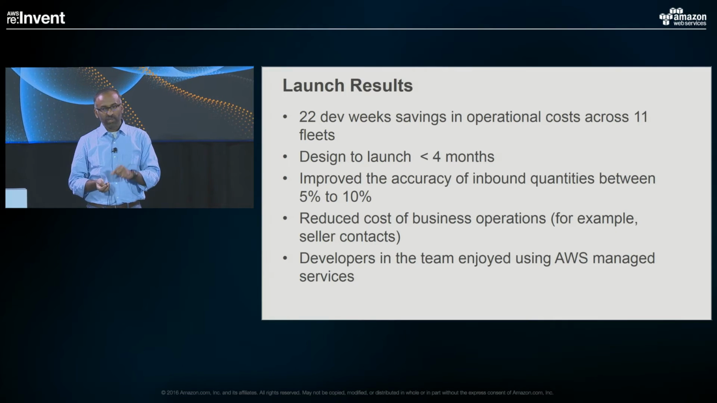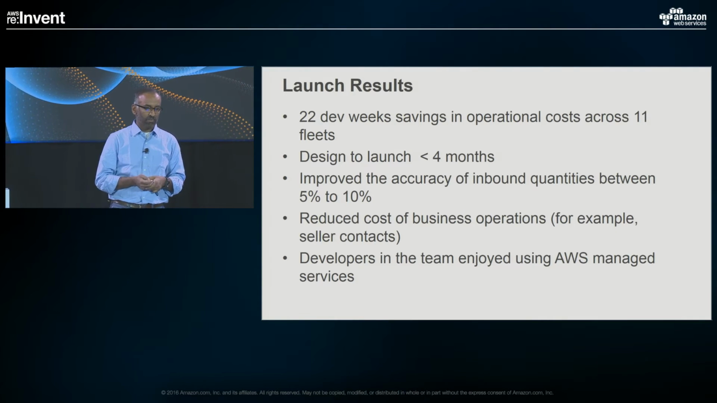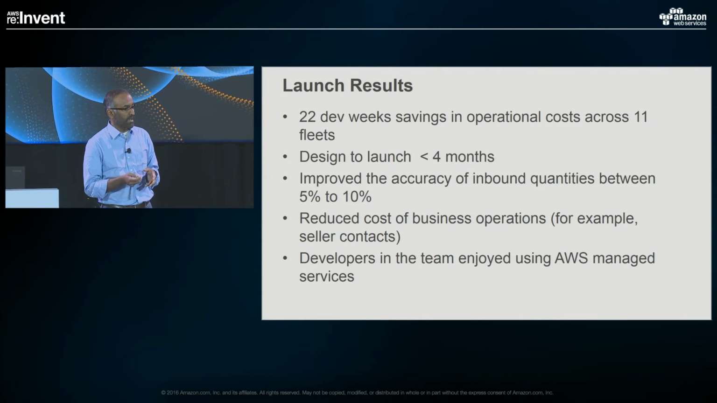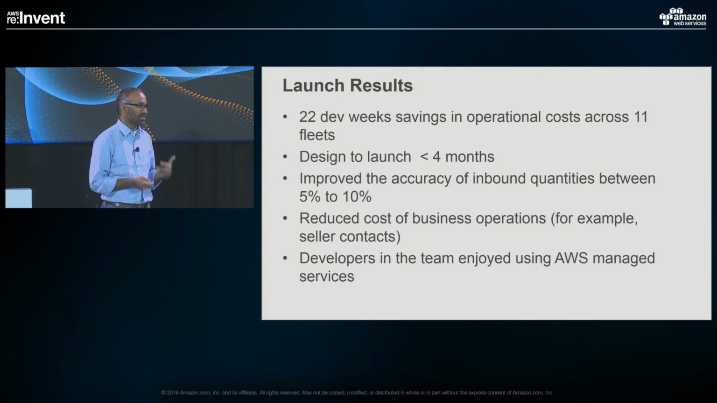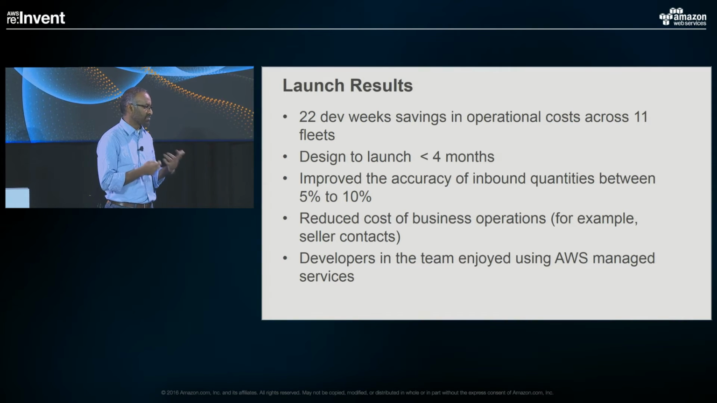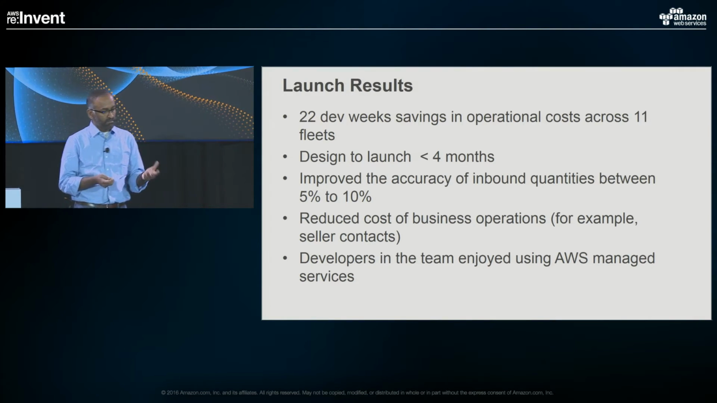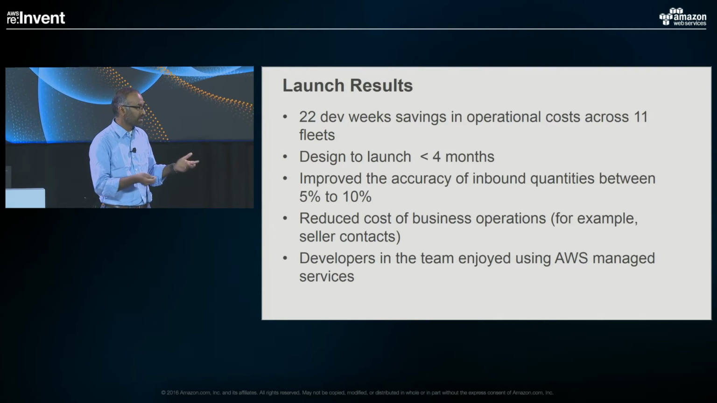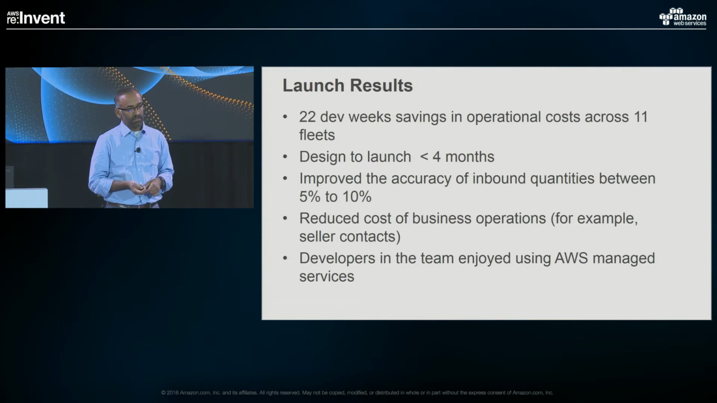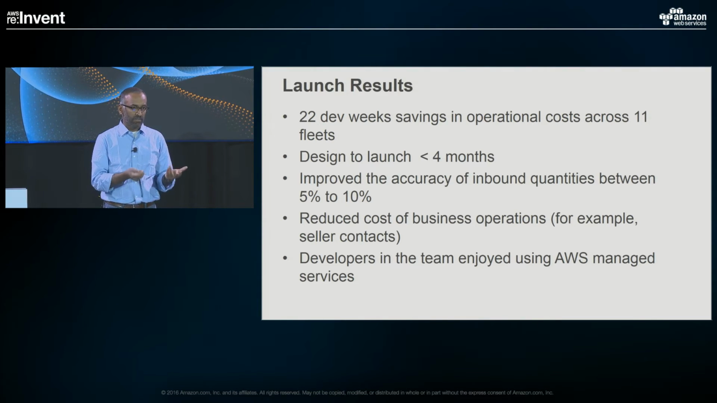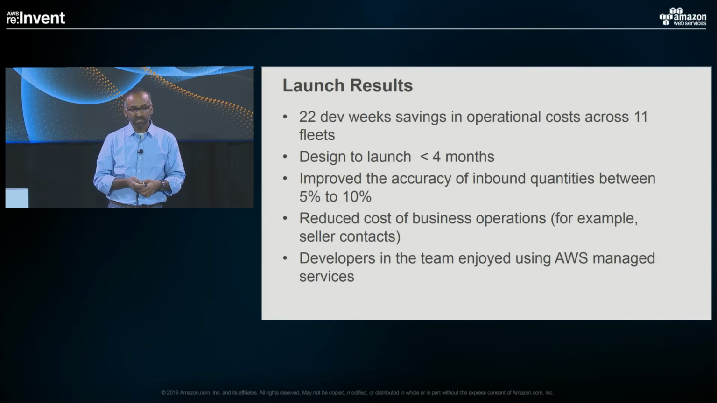With this architecture, we were able to improve accuracy of our inventory quantities. And due to that, we were able to save on cost of business operations like seller contacts, which could potentially lead to expensive bin checks where an associate has to go into the warehouse and count every single inventory unit to answer a question coming from a seller. So because of the improvement in the accuracy of the inventory, we were able to reduce those business operation costs. And our team members loved working on the latest technologies using AWS managed services.